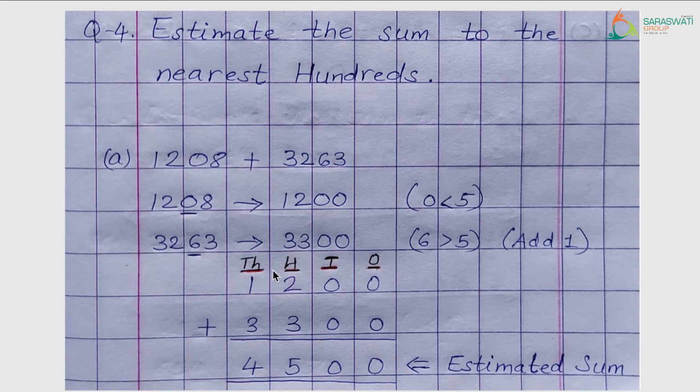And then we will note down the places and we will perform addition of which two numbers? The rounded off numbers, right? So 1200 add 3300, right? And when we perform the addition, the estimated sum that we will get will be 4500.